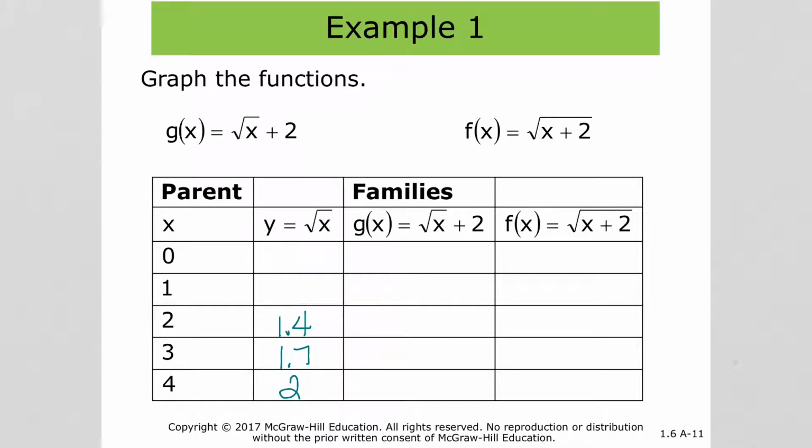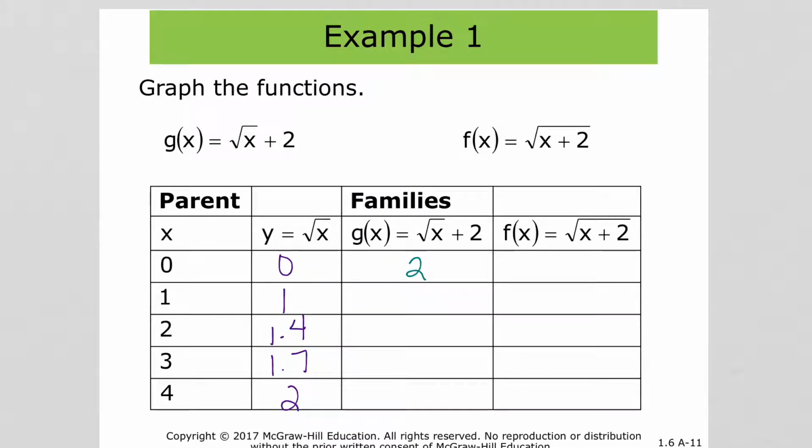Very quickly, so I color code everything, I'm going to make that purple. And then next we're going to graph g of x. So g of x was the square root of x plus 2. Basically, we're taking each of these and adding a 2 to it. The square root of 0 is 0, plus 2 is 2. The square root of 1 is 1, and 1 plus 2 is 3. The square root of 2 was 1.4, and 1.4 plus 2 is 3.4. So you get the idea. Here we've got 3.7 and 4.